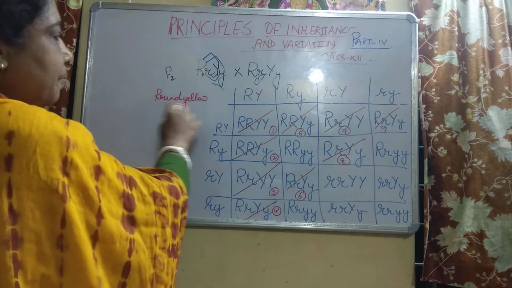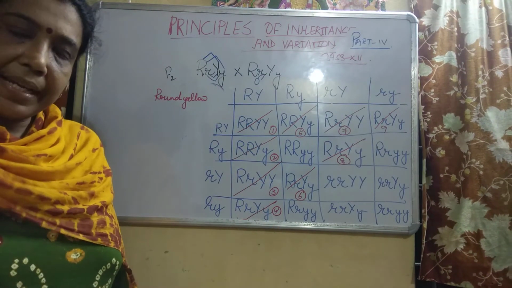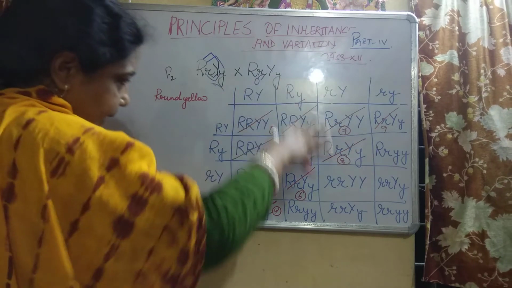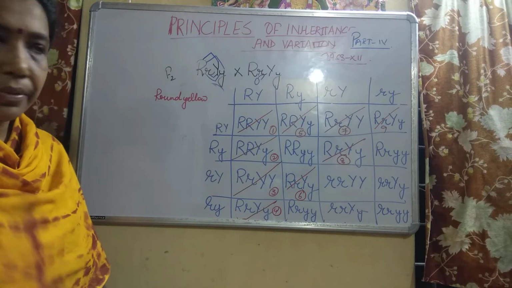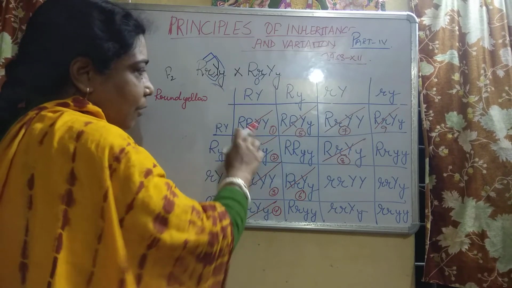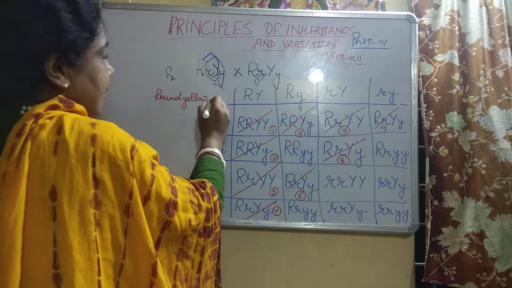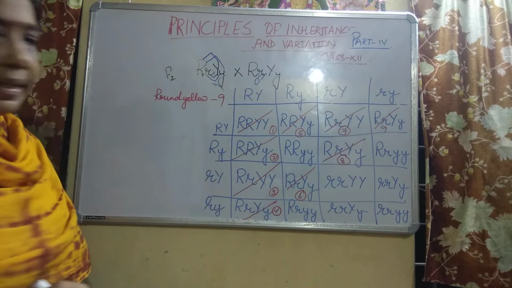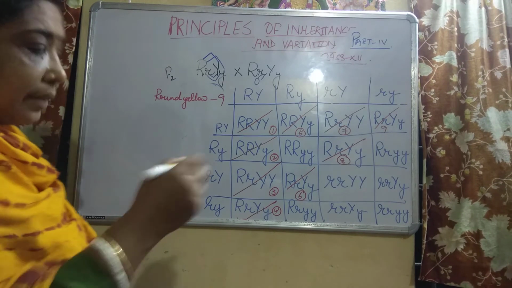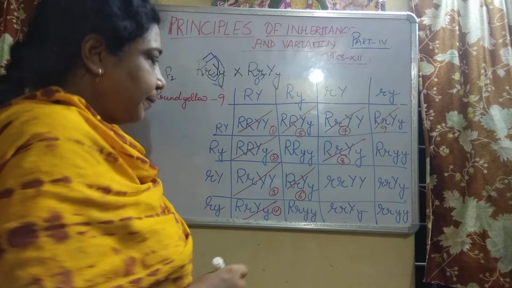So how many round yellow will you find, children? You are counting now. How many round yellow? Out of this, how many? 4 into 4, 16. How many round yellow? 9. How many are you getting? 9. Okay. Now, let us come to the next character.